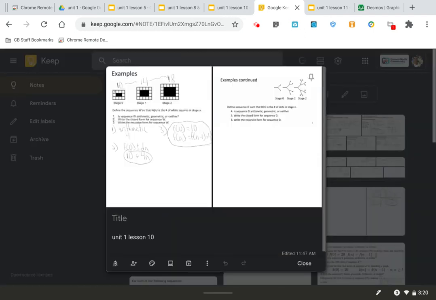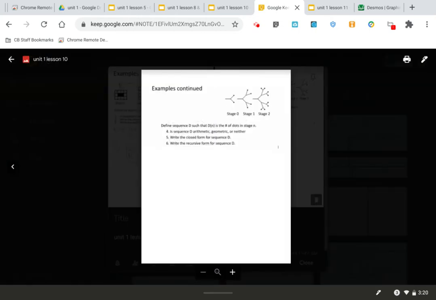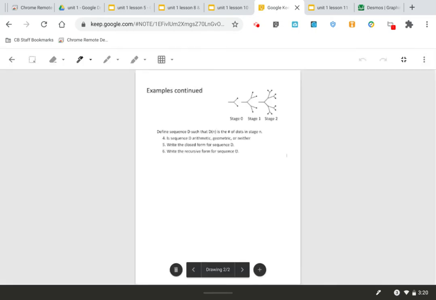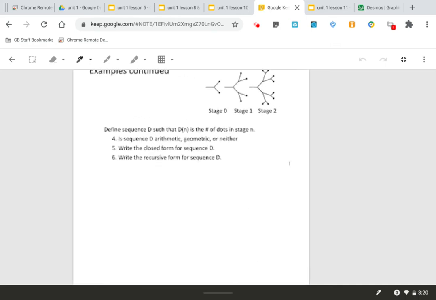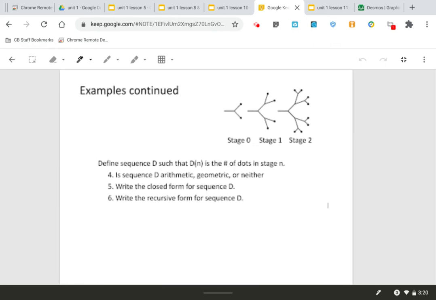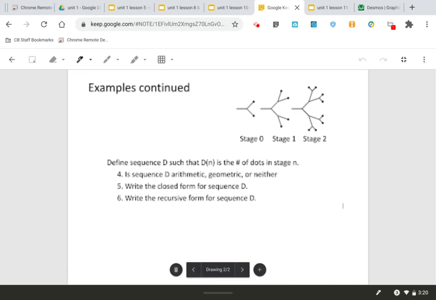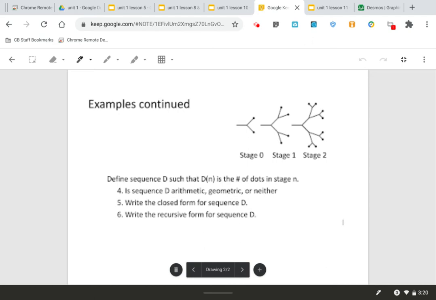Okay, so that is our first set of examples. Let's look at the next pattern we have, the last part of our examples for today. All right, so here we have a pattern of dots. Define sequence D such that D of n is the number of dots in stage n. So just like before, I'll go ahead and count the number of dots in each stage. Initially we start off with 2 dots. Then we go to 1, 2, 3, 4 dots in stage 1. And then we go 1, 2, 3, 4, 5, 6, 7, 8 dots in stage 2.